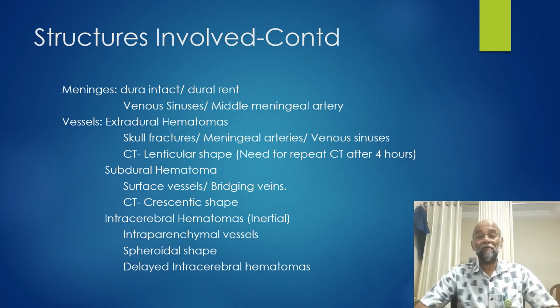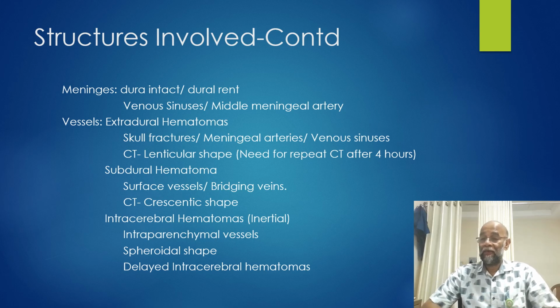Extradural hematomas can occur with skull fractures. Diploic vessels can result in the production of an extradural hematoma that is outside the dura. Meningeal arteries can be torn, classically middle meningeal artery injury, again extradural hematoma. Venous sinuses can be injured when there is a fracture crossing the midline or a fracture which is crossing the area of the transverse sinus.